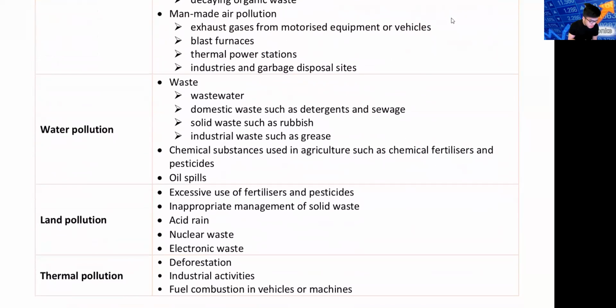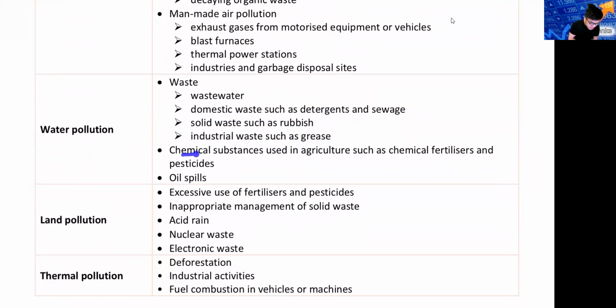All right, so next, let's look at water pollution. So where do we get our water pollution? For example, waste. We keep throwing wastewater into our seawater. Domestic waste such as detergent and sewage. We discharge dirty water into the ocean. Solid waste such as rubbish. Industrial waste such as grease. What is grease? Grease is oil. Like in industry, when it comes to engine oil, your car's engine oil is an industrial waste.